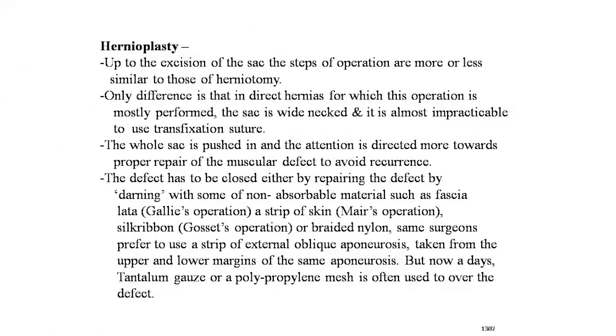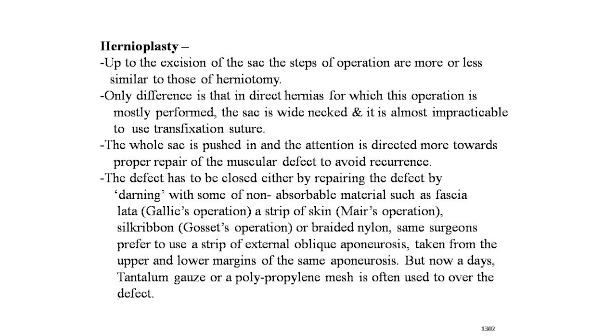Now the next operation is the hernioplasty. Up to the excision of the sac, the steps of the operation are more or less similar to those of herniotomy. The only difference is that in direct hernias, for which this operation is mostly performed, the sac is wide-necked and it is almost impracticable to use a transfixation suture. The whole sac is pushed in and attention is directed more towards proper repair of the muscular defect to avoid recurrence.